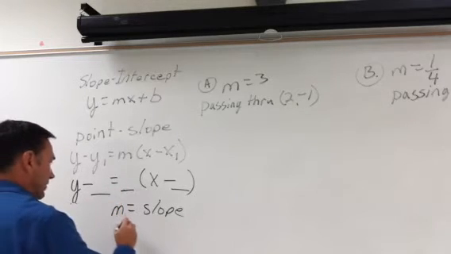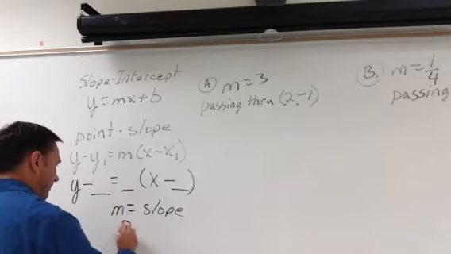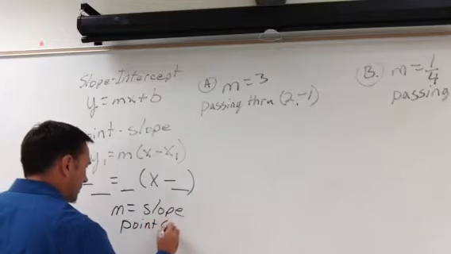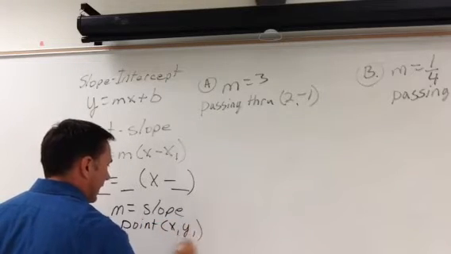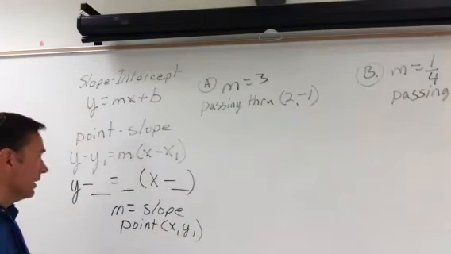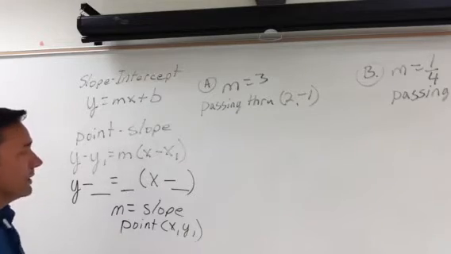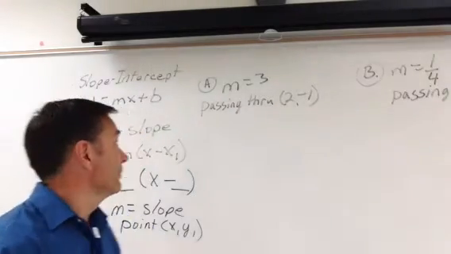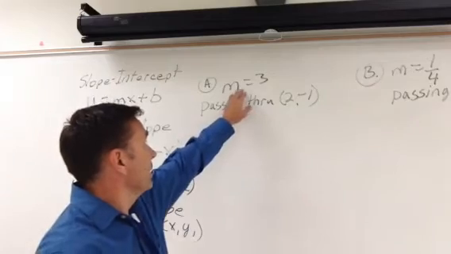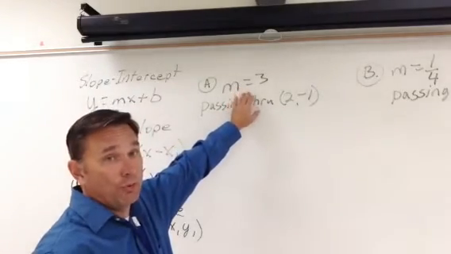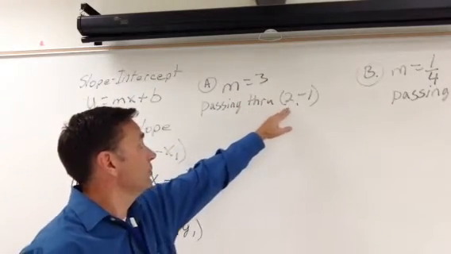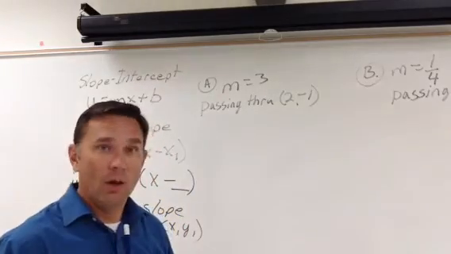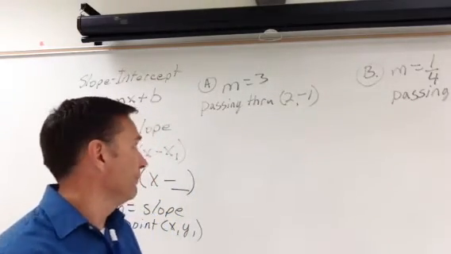The other thing we have here is a point, which is going to be our x1 and our y1. With this information, we can now write the equations of lines. So the first example here is, given that the slope equals 3, and it's passing through the point (2, negative 1), create an equation of a line.